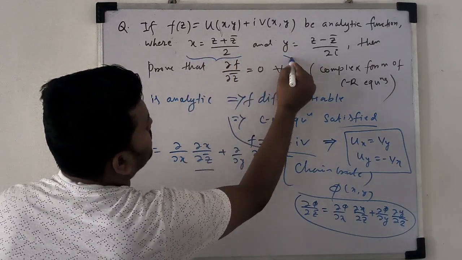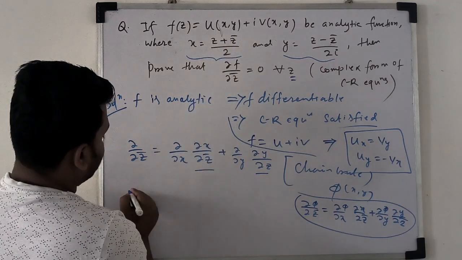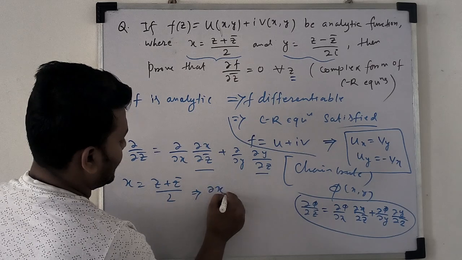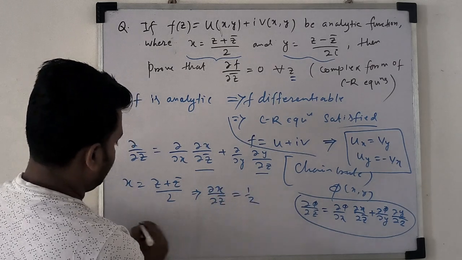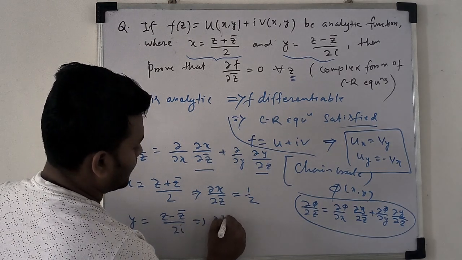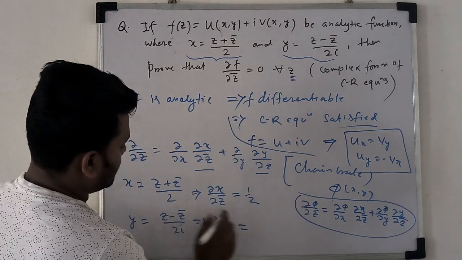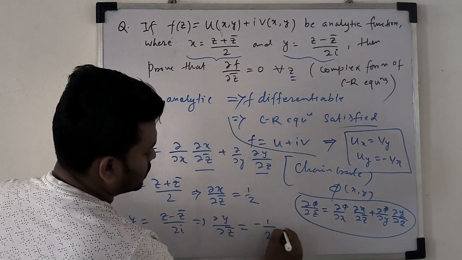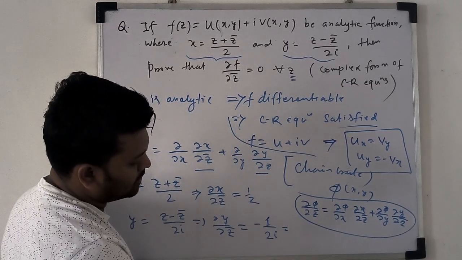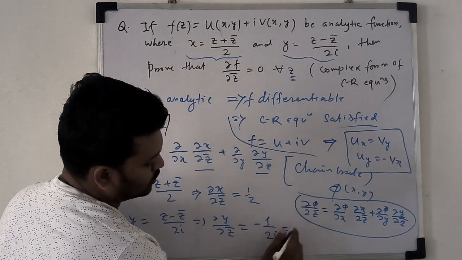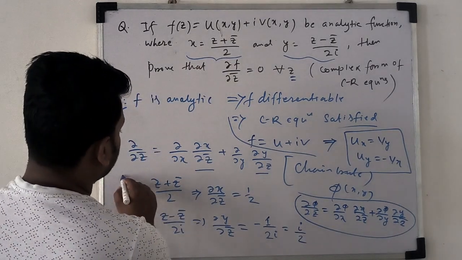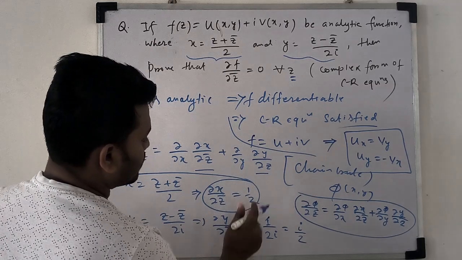For this we will use the given equations. From x = (z + z̄)/2, we get ∂x/∂z̄ = 1/2. And y = (z − z̄)/(2i), so ∂y/∂z̄ will be −1/(2i). If we multiply numerator and denominator by i, we get i squared, and i squared equals −1, so this will be i/2. So ∂x/∂z̄ = 1/2 and ∂y/∂z̄ = i/2.